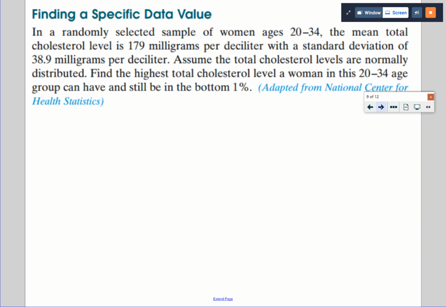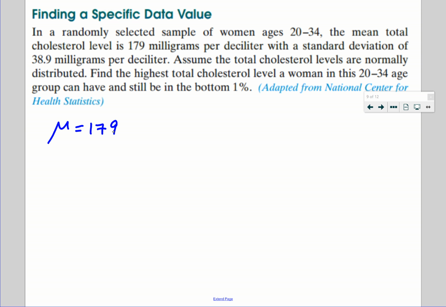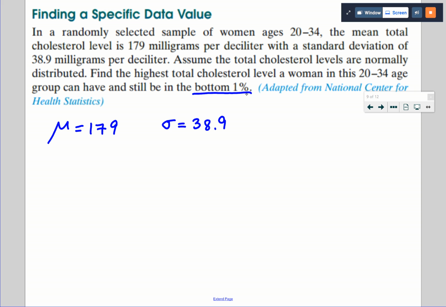In a randomly selected sample of women ages 20 to 34, the mean, just go ahead and start labeling, is 179 milligrams per deciliter, and the standard deviation is 38.9 milligrams per deciliter. Assume the total cholesterol levels are normally distributed. Find the highest total level a woman in this age group can have and still be in the bottom 1%. So bottom 1%, that's to the left of 1%. So what we're looking for is an area less than 1%, 0.01.